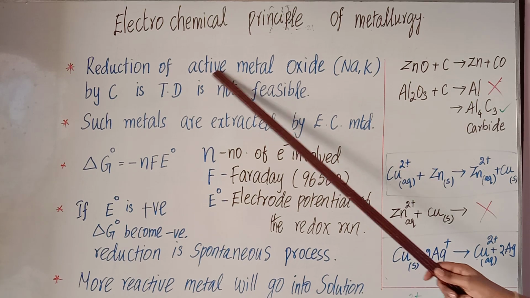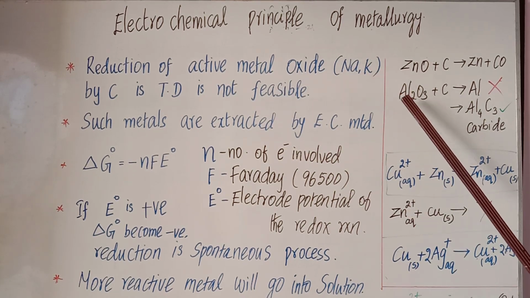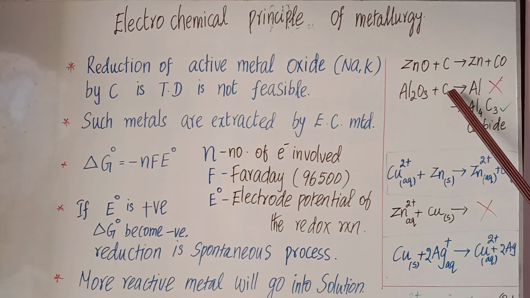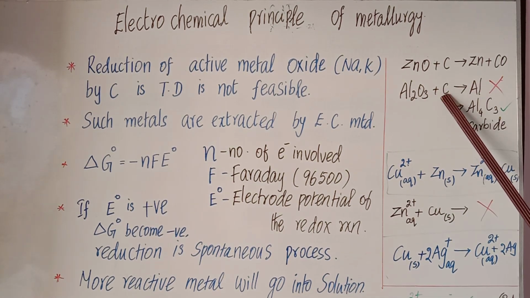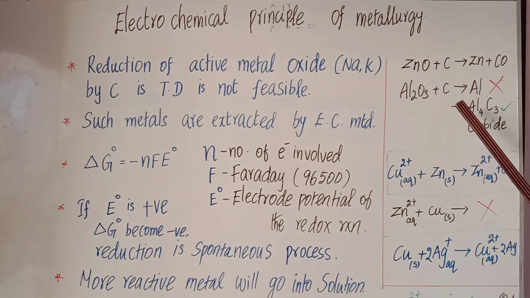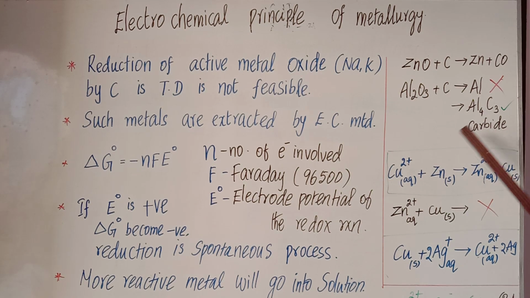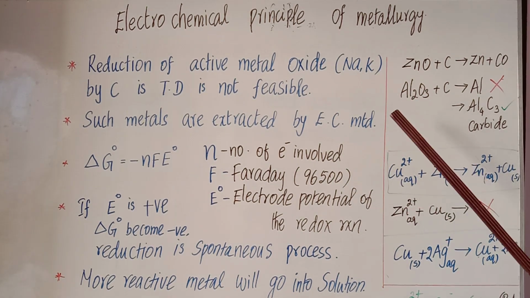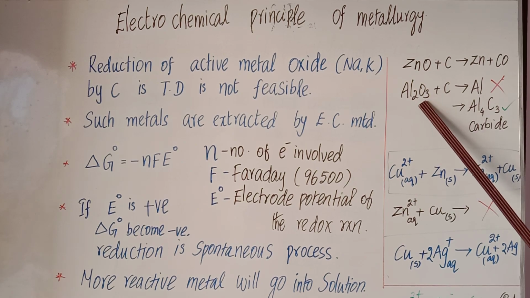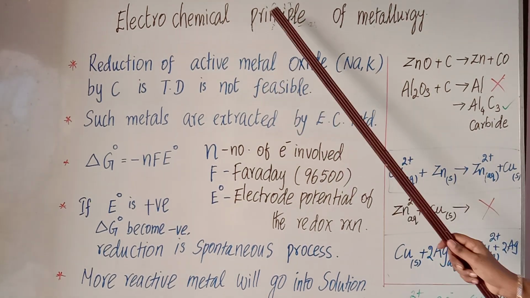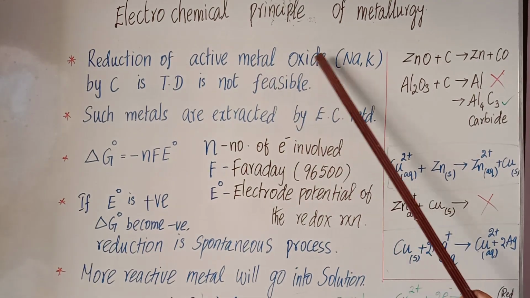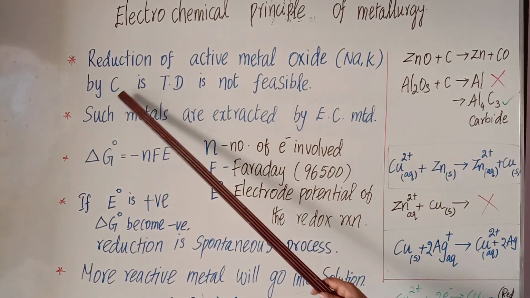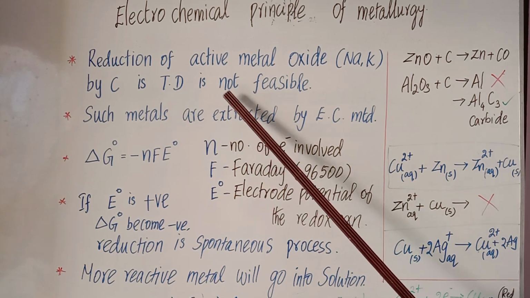But for active metals like sodium, potassium, aluminium, when they react with carbon, it won't give the metal. Instead, it gives carbide because it is an active metal. So, if you want to extract aluminium from Al2O3, we have to use the electrochemical principle of metallurgy. Reduction of active metal oxides, sodium, potassium, by carbon is thermodynamically not feasible.